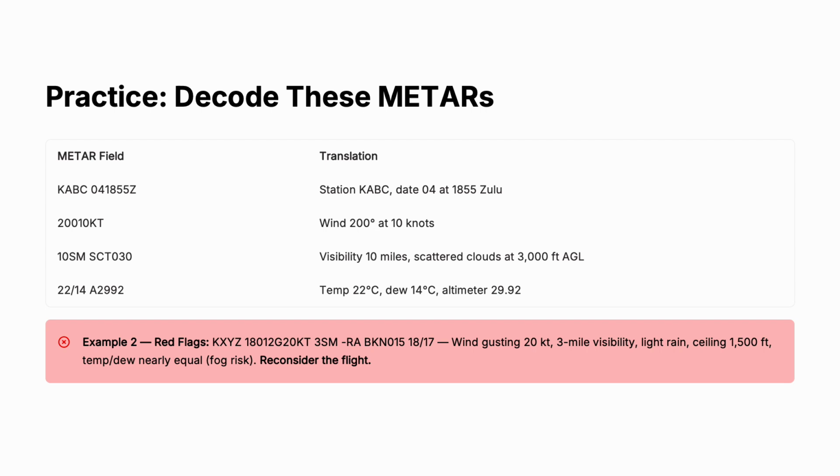Now let's look at the second example. This one should raise some red flags. Here we've got wind gusting to 20 knots, only 3 miles of visibility, light rain, a ceiling of 1,500 feet, and a temperature and dew point that are nearly equal, which means real fog risk. Put all that together, and this is a METAR where you want to seriously reconsider the flight.